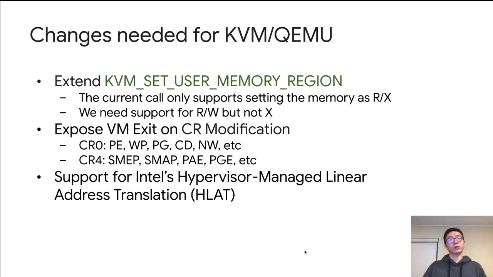And we also want to expose the ability to do VM exit on control register modifications, because there are a lot of bits we want to protect there. The hardware, Intel and AMD, support this: if you configure, for example, the VMCS correctly, we can get the exit on control register 0 or control register 4. And we want the VMM to make a call whether we let the modification go through or not.